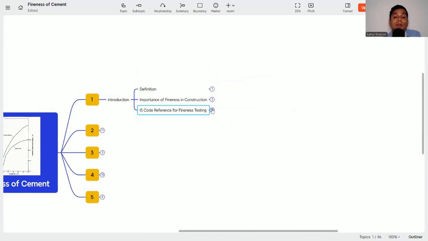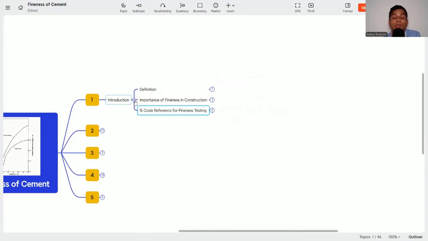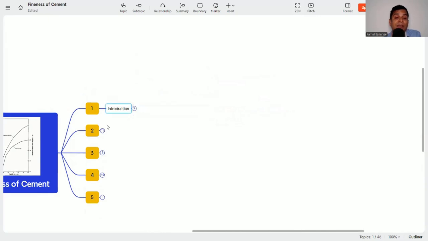Then the IS codes. IS 4031 part 1 or part 2 is the method of physical tests, and IS 269 is the specification for ordinary Portland cement. These are the two codes. IS 4031 part 2 we use for the determination of fineness of cement by the Blaine air permeability method. So these are all about the introduction.